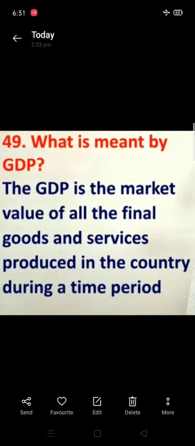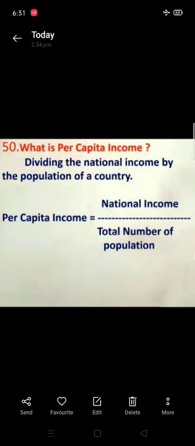What is meant by GDP? The GDP is the market value of all the final goods and services produced in the country during a time period. What is per capita income? Dividing the national income by the population of a country. Per capita income is equal to national income divided by total number of population.